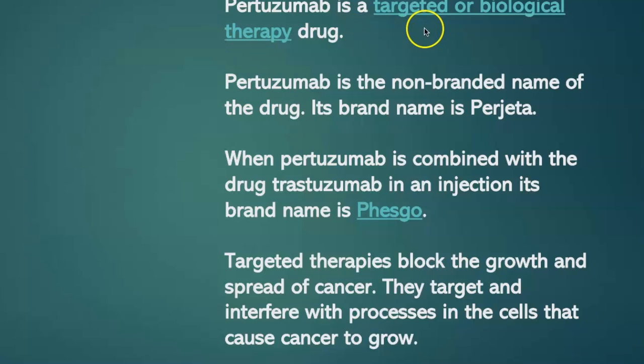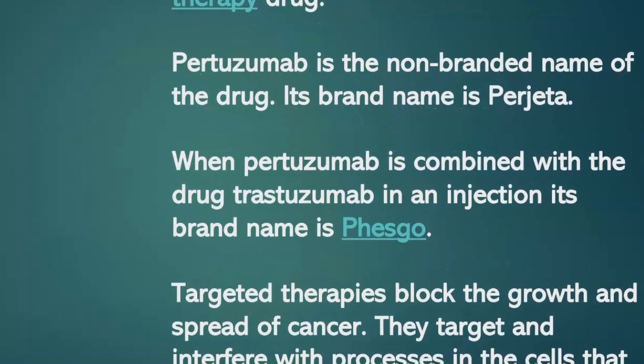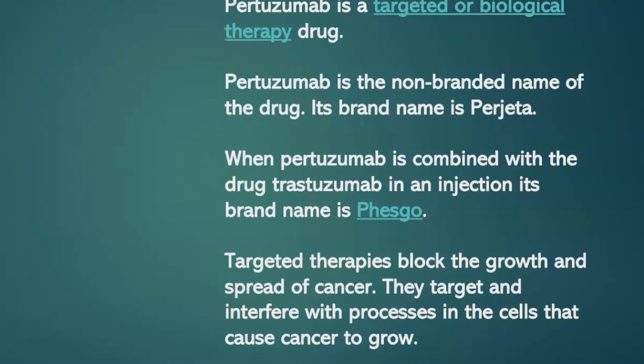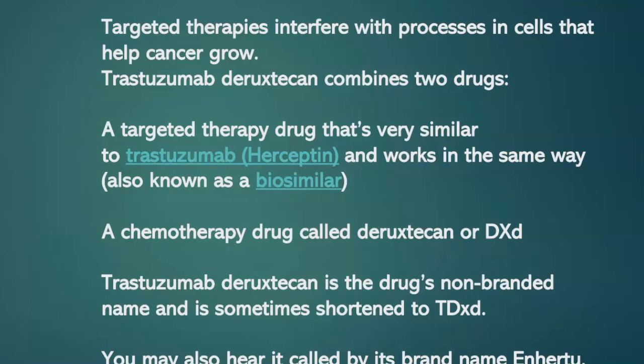Pertuzumab is yet another targeted or biological therapy. Its brand name is Perjeta, and sometimes they're used as a combination. So trastuzumab and pertuzumab combined to give it the brand name Phesgo. And this is sort of a two-punch approach. You're going to go after that receptor with two different drugs, and it will depend upon the patient and the way in which the tumor is growing. Those decisions will be made that way. These drugs all work in the same way. They block the HER2 receptor.